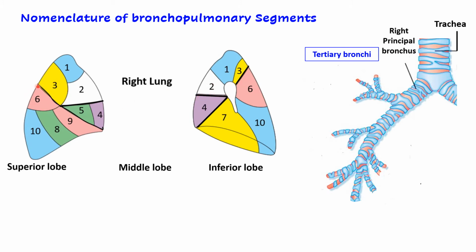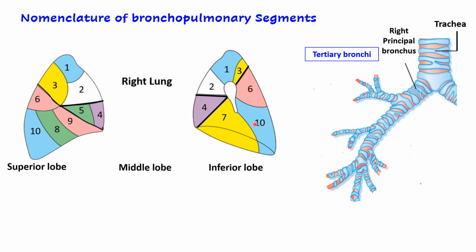So this is the oblique fissure. We can see here this is the oblique fissure and this is the transverse fissure. Here also we can see this is the oblique fissure and this is the transverse fissure. So this is the upper or superior lobe. This is the middle lobe, right? And this one is the lower or inferior lobe. On this surface also, this is the superior or upper lobe, middle lobe, and inferior or lower lobe.